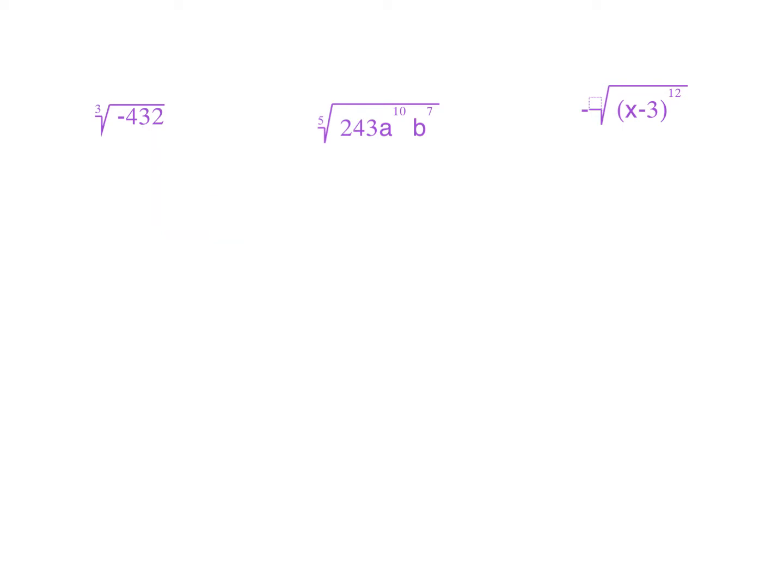Next example, we have the fifth root of 243. So 243 is 3 times 81. The 81 breaks down into 9 times 9. The 9 breaks down into 3 times 3.